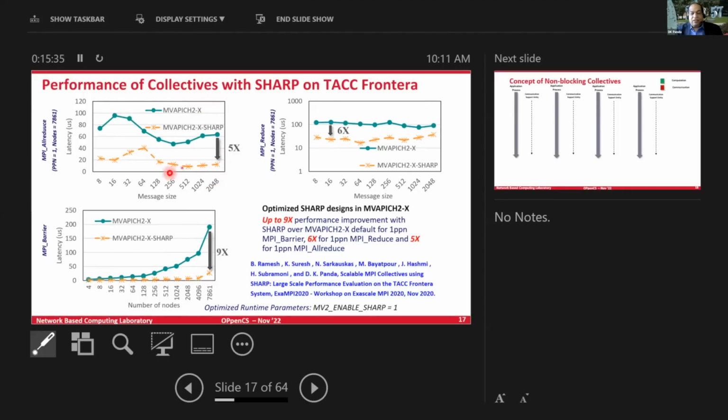Here are some numbers. We have done very tight integration with SHARP. Mellanox has SHARP, which they call in-network computing. These numbers are taken from the TACC Frontera system, the Texas Advanced Computing Center. This has the largest open science InfiniBand system, very close to 8,000 nodes. As you can see, based on these advanced designs, we can reduce the latency for all-reduce, barrier, and reduce kinds of operations by a factor of 5 to 9.